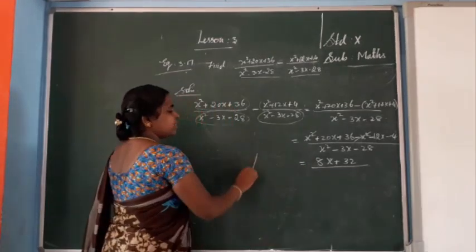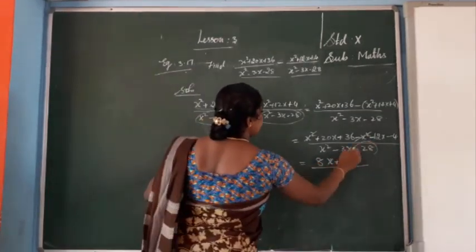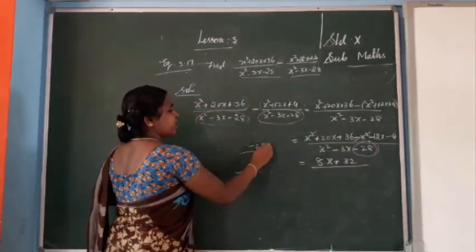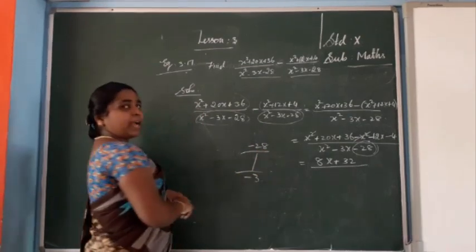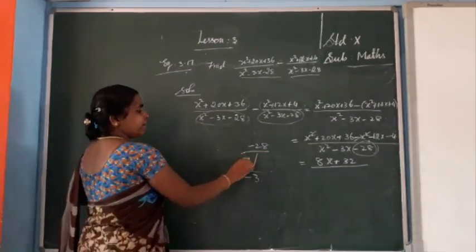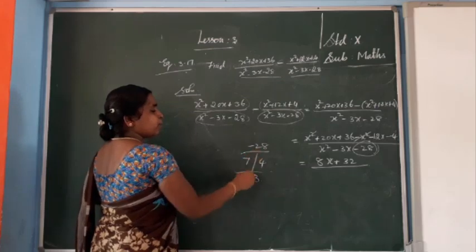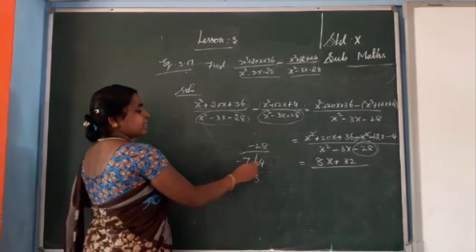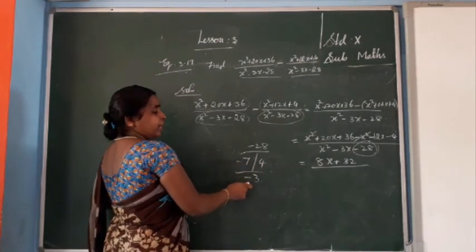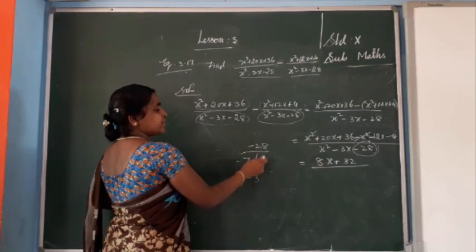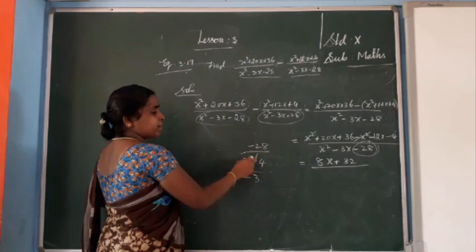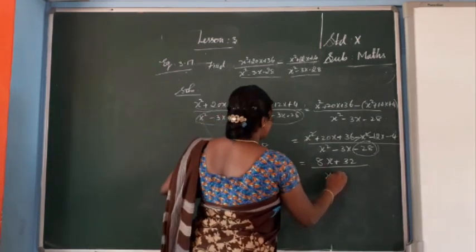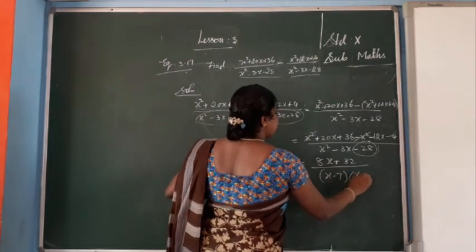So you factorize. Product is minus 28, sum is minus 3. What are the numbers? 7 4s are 28, so the greater number is minus. Now you check: 7 minus 4 is 3. 7 4s are 28, minus into plus is minus. So the factor is x minus 7 into x plus 4.